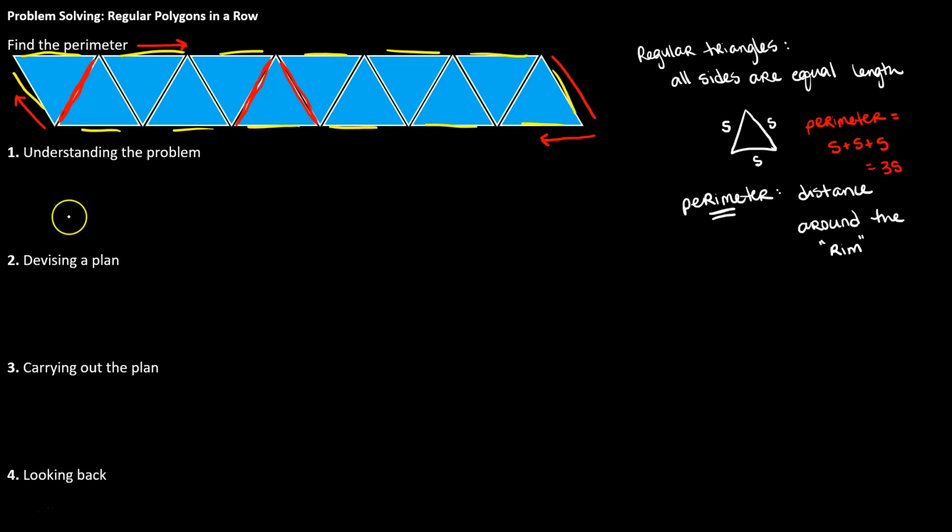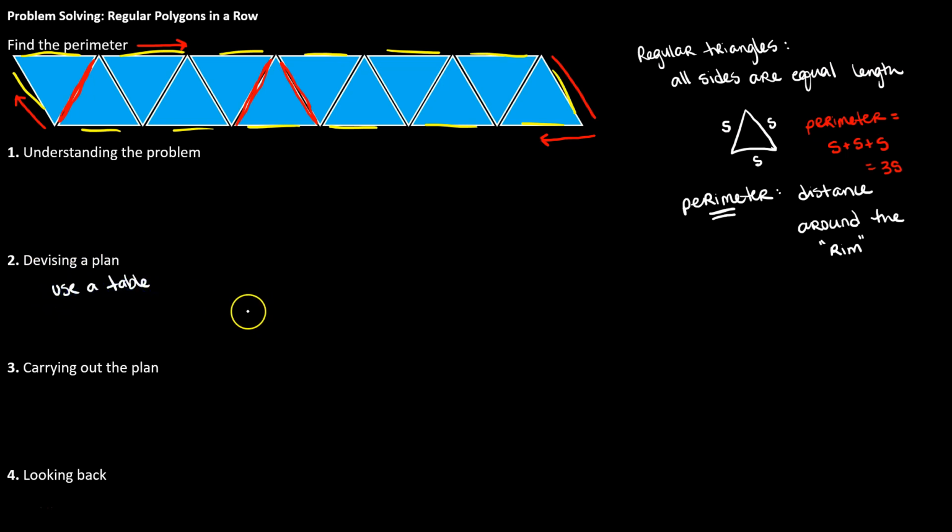So as far as understanding the problem, we want to find the perimeter of all of these regular polygons stacked together. Our plan is to use a table. Now we know the answer. We just found the answer by adding up all of the edges, but we want to use one of our problem-solving strategies because remember that solving these math problems is about building our problem-solving abilities. So our plan is to use a table.